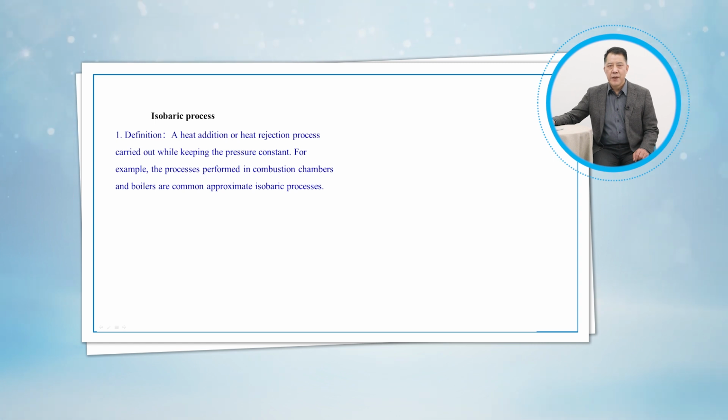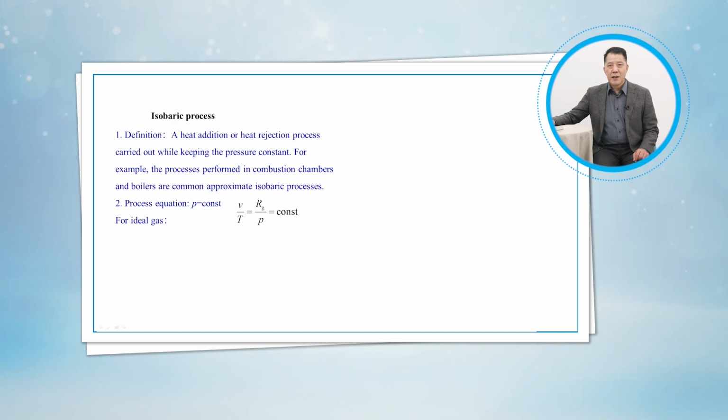For example, a heat addition or heat rejection process can be carried out while keeping the pressure constant. For example, the processes performed in combustion chambers and boilers are commonly approximated as isobaric processes.